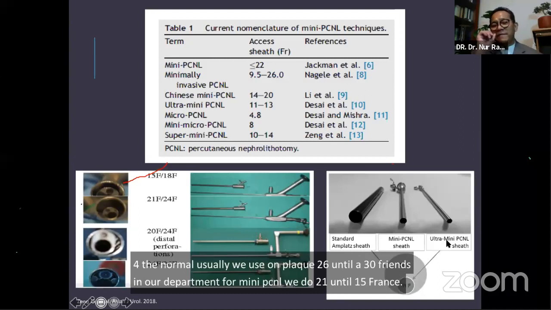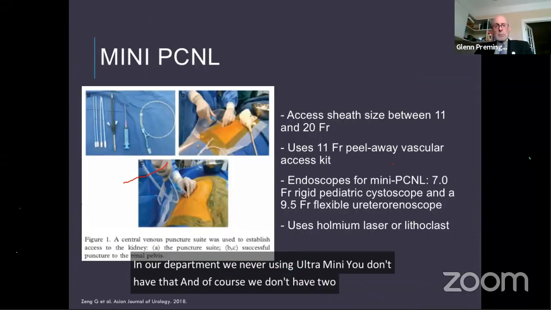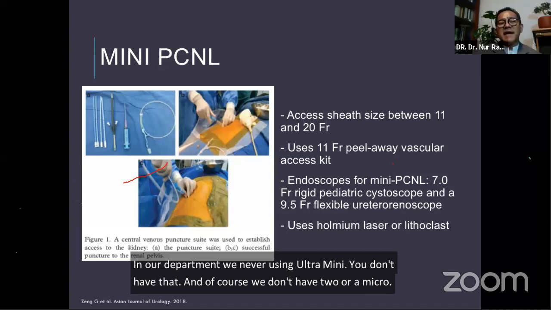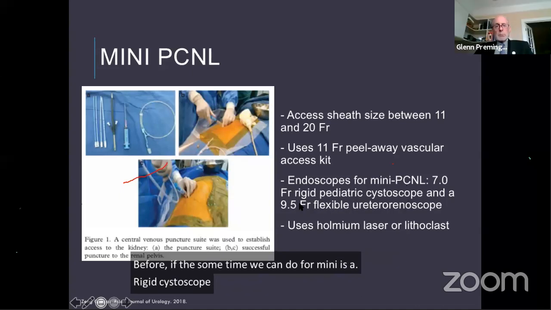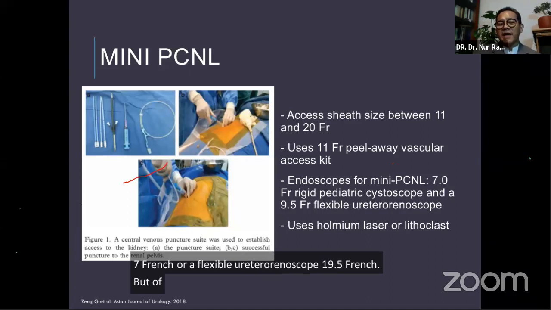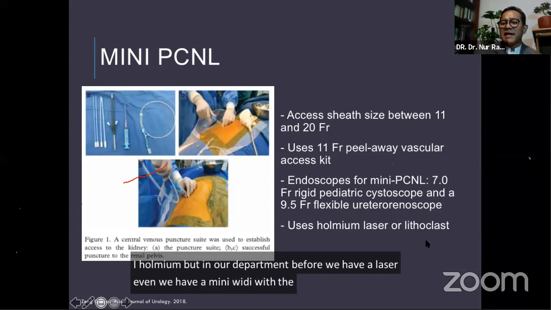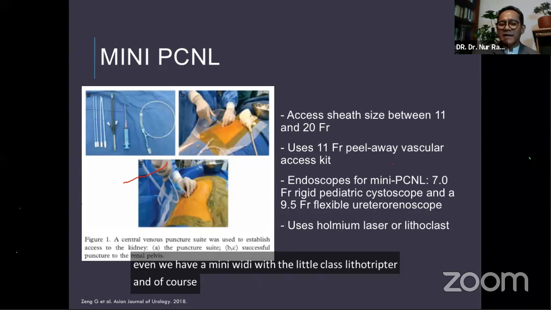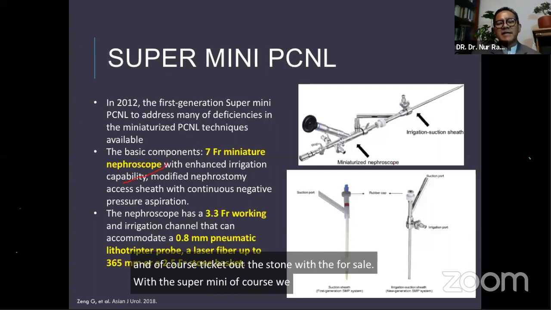In our department, we never use ultra mini. We don't have that. And of course, we don't have it for micro. Before, sometimes for mini we can use a rigid cystoscope 7 French or a flexible ureteroscope 19.5 French. But of course, we have to have a holmium. But in our department, before we had a laser, even for mini, we did it with the lithoclast, lithotripter, and of course, took the stone out with the forceps. With the super mini, of course, we have to do it with ESWL.